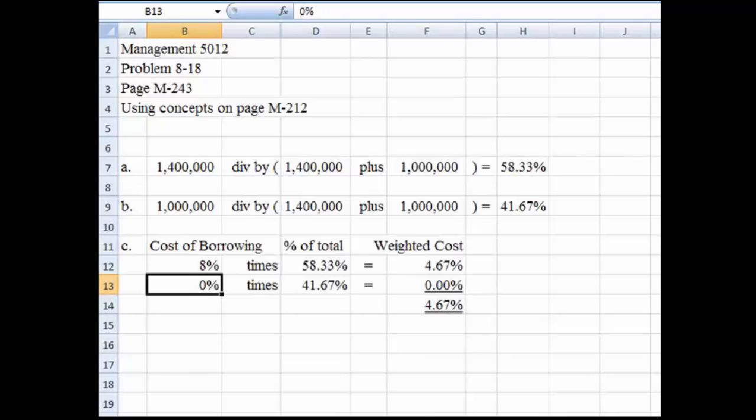Under the 8%, the 18% for equity financing is entered. Once again, the formula indicates a weighted cost of 7.5% for equity financing. Those two numbers added up give a total weighted cost of financing for the company of 12.17%. And those are the answers to problem 8-18.